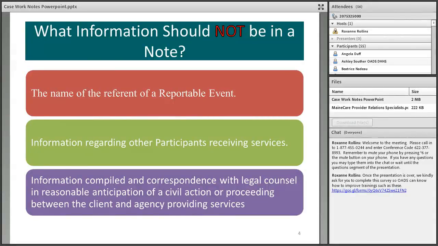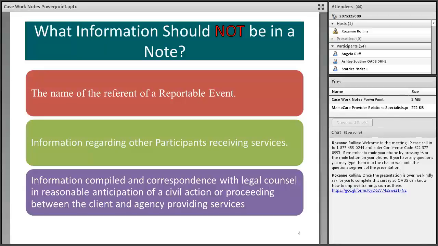So what information should not be in a note? The name of the referent of a reportable event. So if you're writing a note about a reportable event, please do not write the name of the person who wrote that reportable event, who made that referral. That is confidential information. It's not to be written down in your notes.